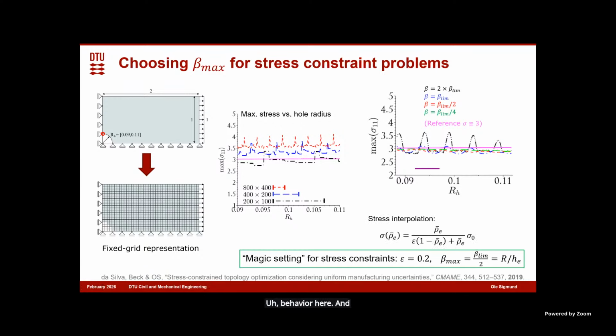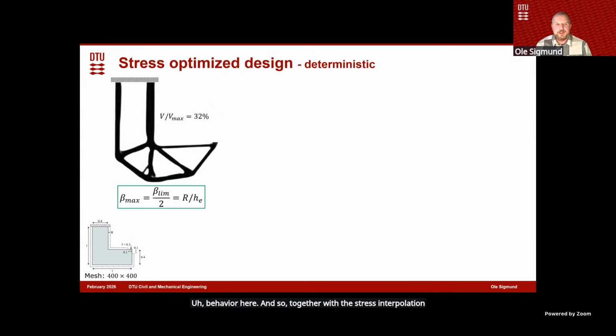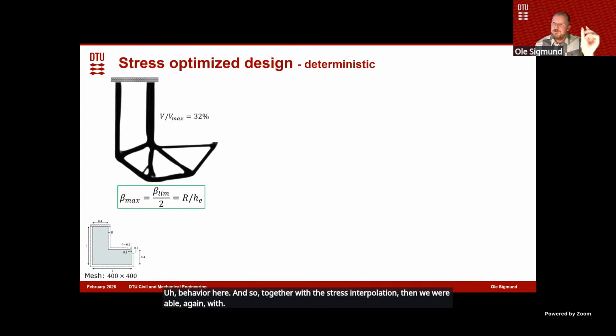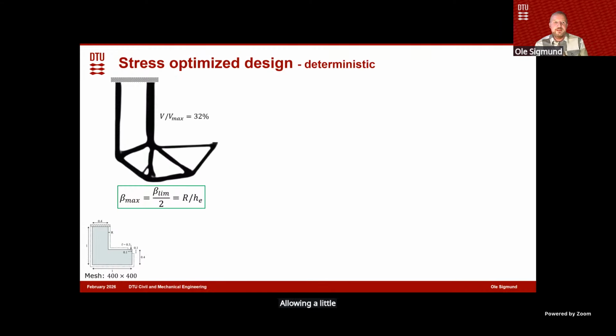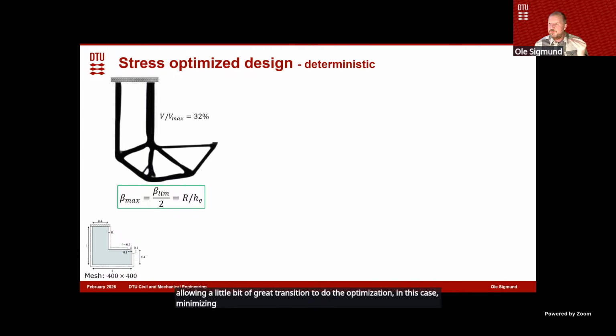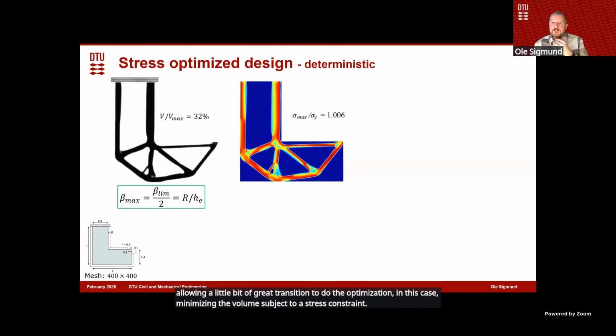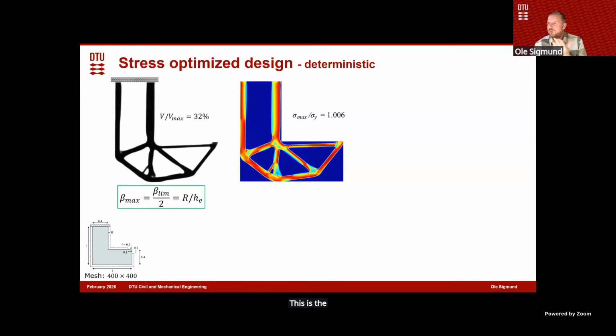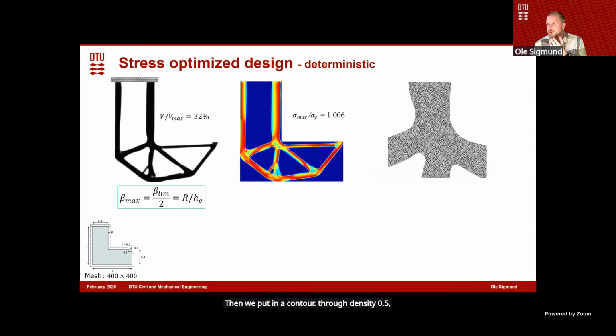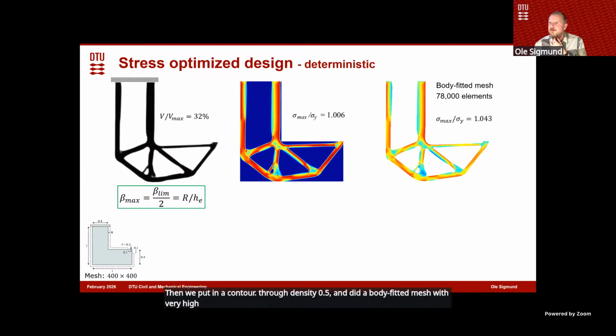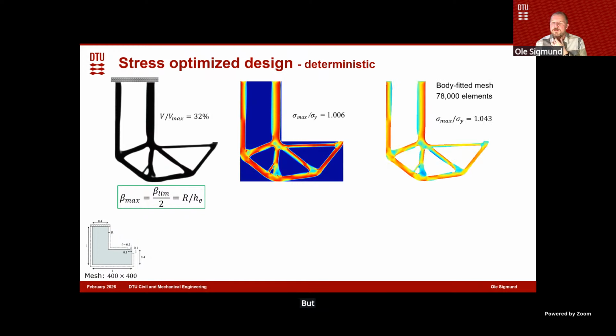And so together with the stress interpolation, then we were able, again, with allowing a little bit of gray transition, to do the optimization, in this case, minimizing the volume subject to a stress constraint. This is the stresses evaluated on the fixed grid. Then we put in a contour through density 0.5 and did a body-fitted mesh with very high resolution, but otherwise no post-processing. And we got almost the same stresses with this beautiful structure here.